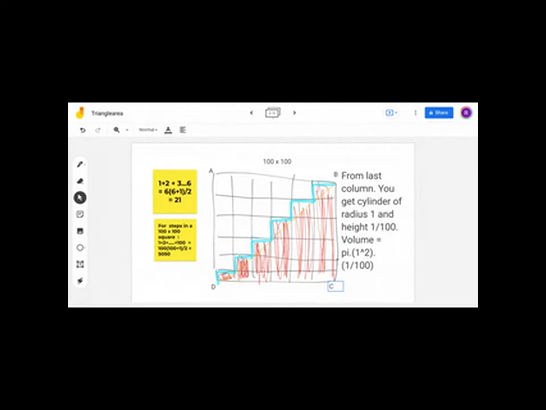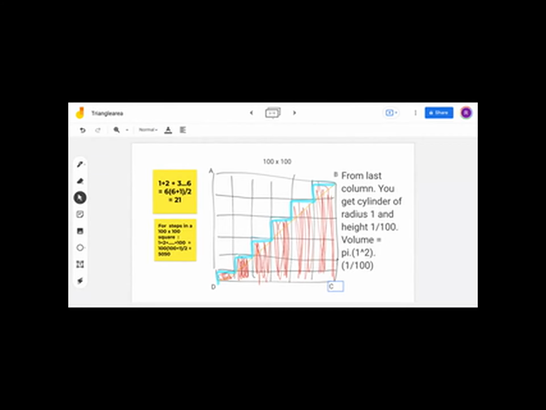How much is the radius of the first cylinder here? The cylinder that you get from the first column. When you rotate that, what do you get? You get a cylinder with radius how much? 1 by 100. Yes. Second column?